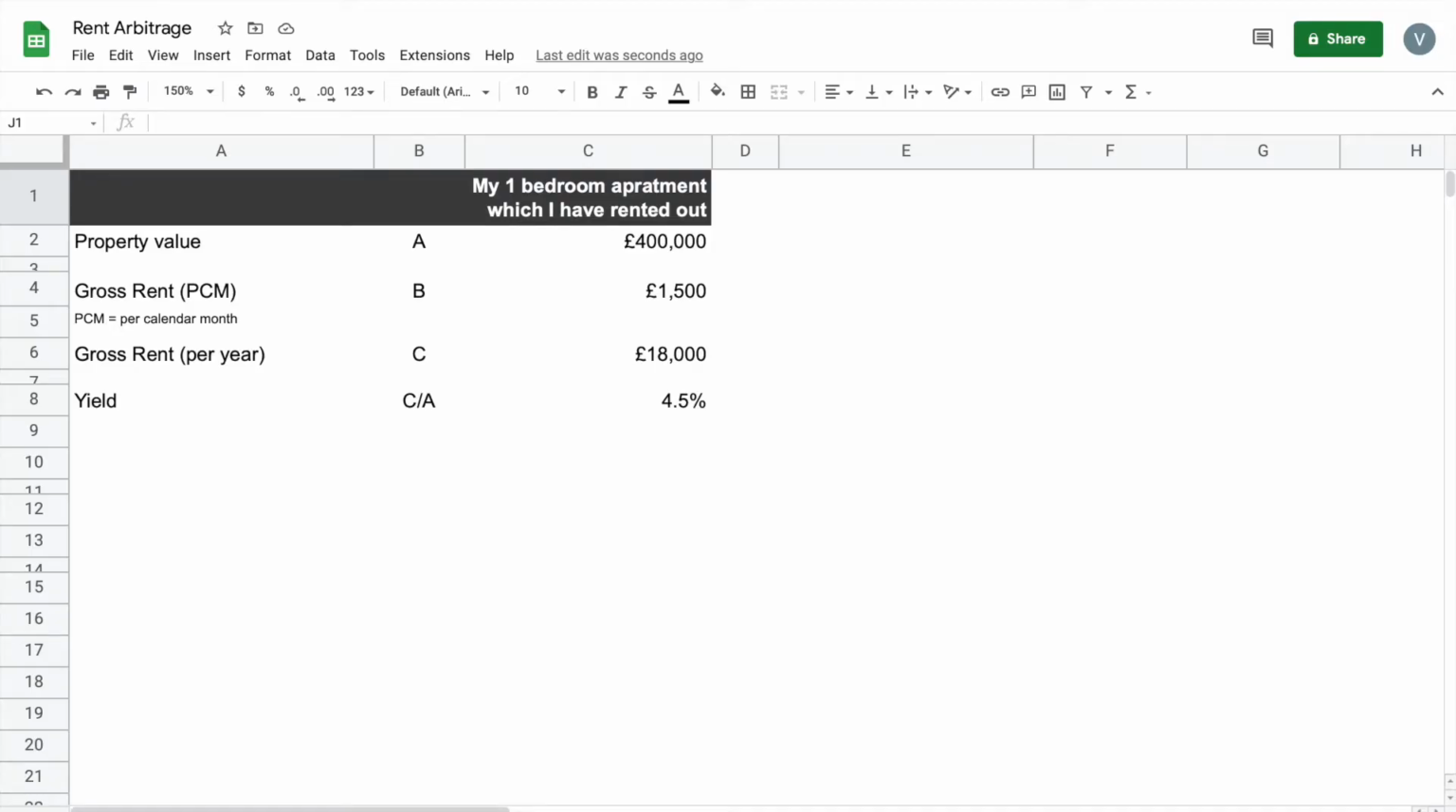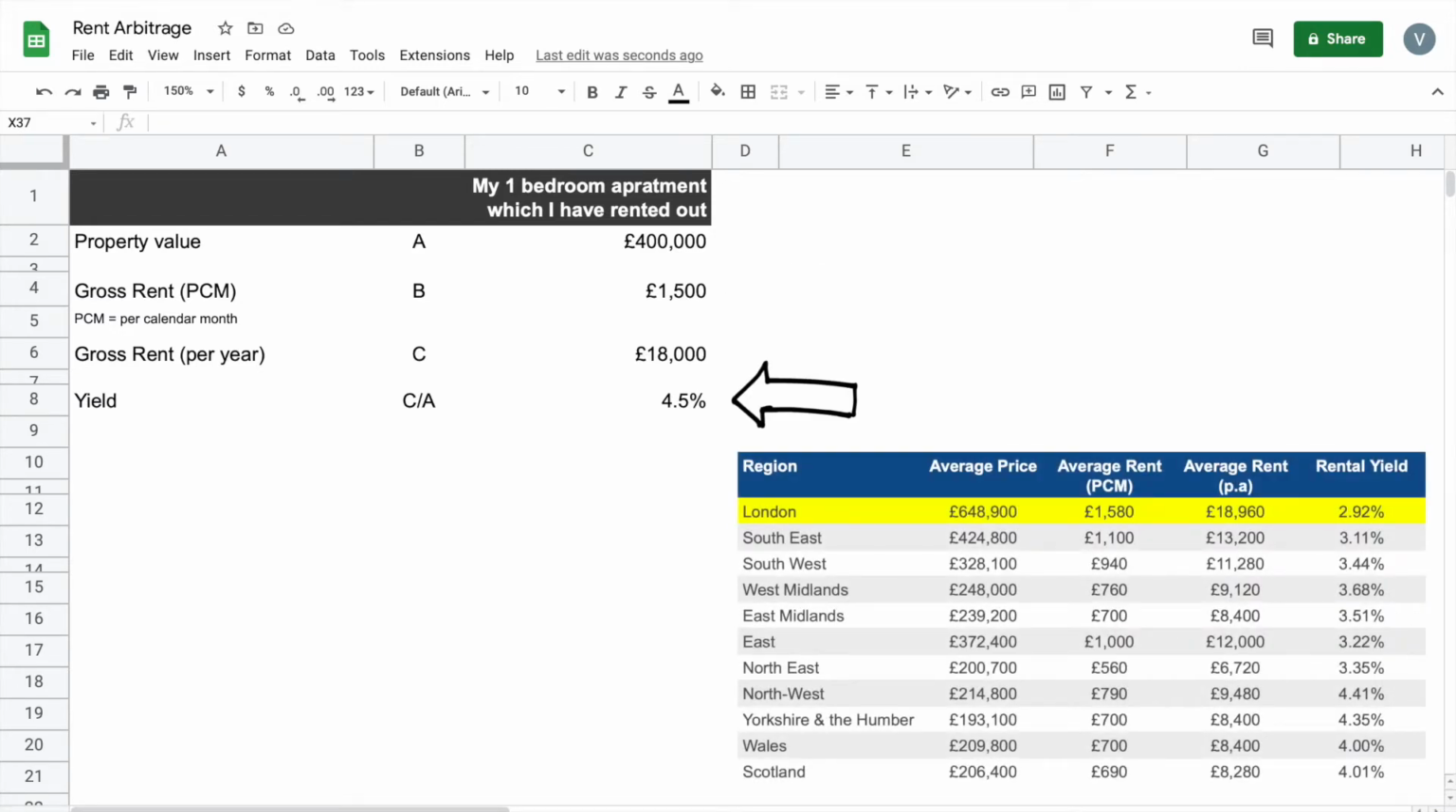So let's look at my one-bedroom apartment. The property was valued at about £400,000 and the agent said I could get gross rent of £1,500 per calendar month. But I thought this was a little bit optimistic, seeing as this gave me a 4.5% yield. The average rental yield in the London area is about 3%.